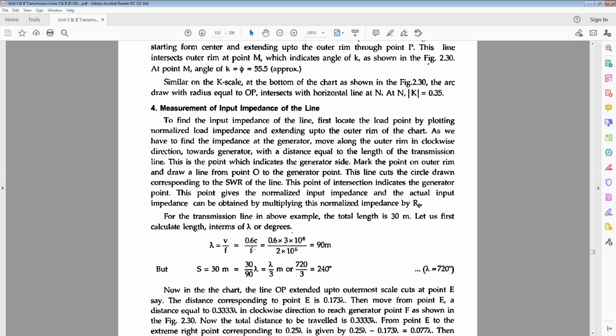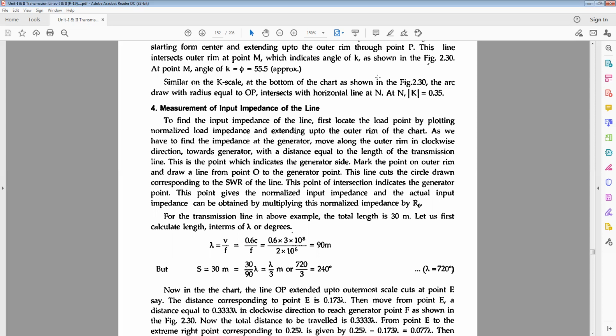This is 0.6 C by F, that is 0.6 into 3 into 10 to the power of 8, and F is given as 2 into 10 to the power of 6, so lambda is 90 meters. S is equal to 30 meters, the length is given. So 30 by 90 into lambda. In terms of lambda, you have to find out. So for the given S equal to 30 meters, you can convert it in terms of lambda, and in degrees, 30 by 90 into lambda is lambda by 3. What is lambda? It is 720 degrees, divided by 3 is 240 degrees.